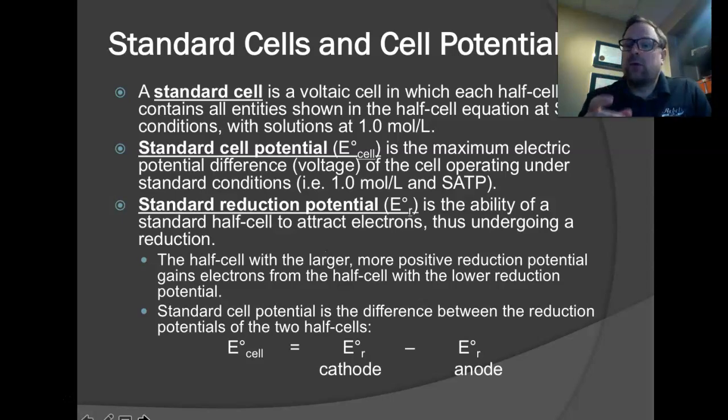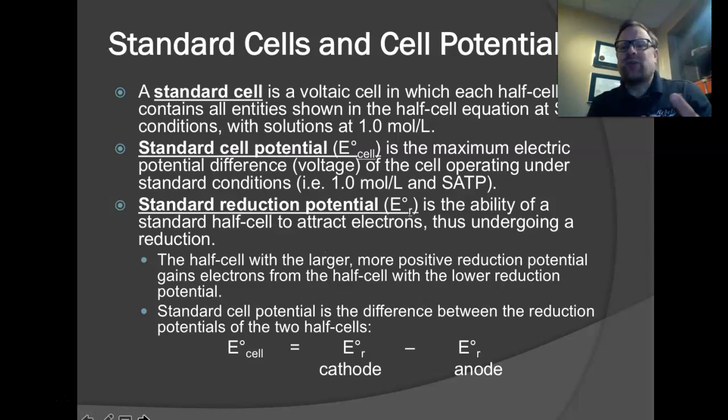And before we go any further with that, remember looking back to Unit A when we were dealing with chemical reactions, we did talk about the word standard a lot. And the word standard just means that we're dealing with certain conditions. And so in this case, a standard cell is a voltaic cell in which each half cell contains all entities shown in a half cell equation at, and here are our conditions to make it standard, at SATP with solutions at a concentration of 1 mole per liter. So there is our standardization of that, okay?